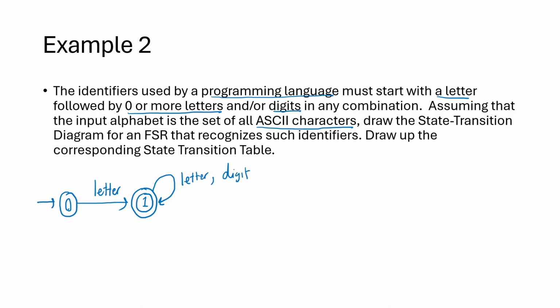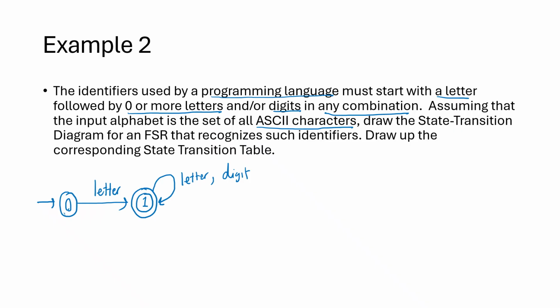So if the next symbol is a digit, still I stay at the state number 1, and that can happen as many times. So it could be that the initial letter is followed by another letter, and then a digit, and then another digit, and then another letter, and so on, any combination as the question requests. So there's that.